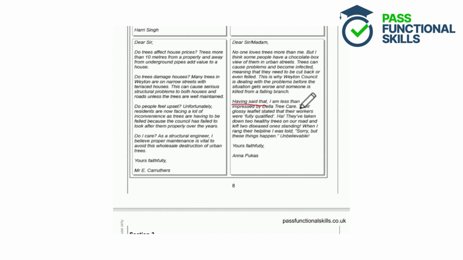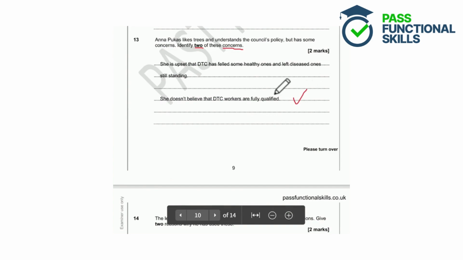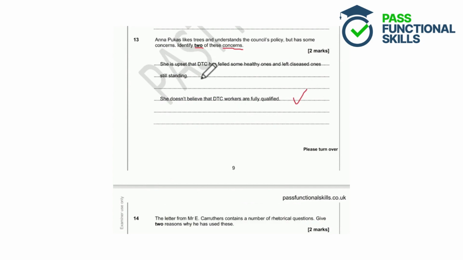So we can see here that she's saying that they've taken down 2 healthy trees on our road and they've left 2 diseased ones standing. So that's a concern that she's got. We've also got their glossy leaflet stated that their workers were fully qualified. And we've got fully qualified in quotation marks here, which suggests that she's being a little bit sarcastic. So she doesn't seem to think that they are fully qualified. So we've got 2 concerns there. So she doesn't think that they're fully qualified, and she is upset that DTC has felled some healthy ones and left some diseased trees still standing.